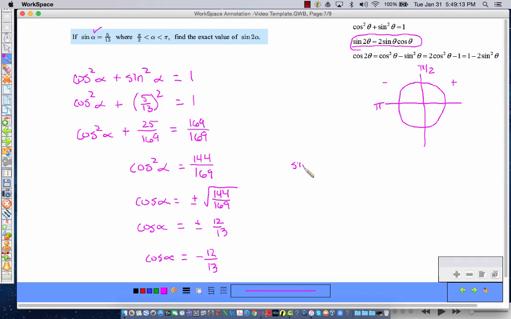So now we're in business, and we know that sine of 2 alpha is equal to 2 sine alpha cosine alpha. So that's going to be equal to 2 times 5 over 13 for sine, and for cosine we have negative 12 over 13. So that's going to be equal to, let's see, 2 times 5 times negative 12, so that's negative 120 over 169. All right, so that is it for part 1.